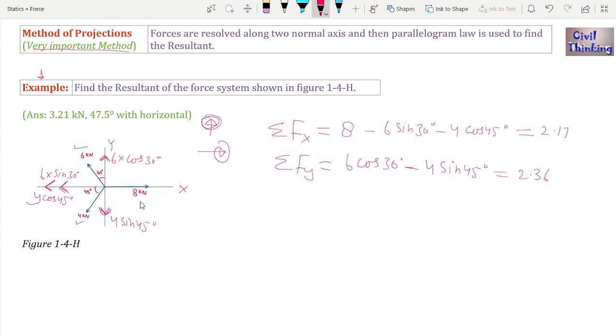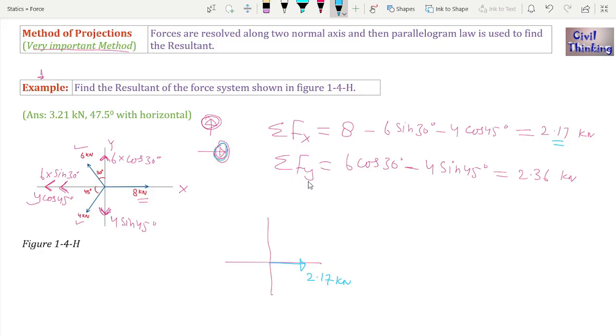So summation of fx is 2.17. Of course these forces are in kilonewton, so they will be in kilonewton too, right? So summation of fx is 2.17, and 2.17 is a positive value, because it is in x direction and forces in this direction are positive. So if I draw axis like here, summation of fx will be here, 2.17 kilonewton. It will be in this direction because it is positive, and positive is in this direction.